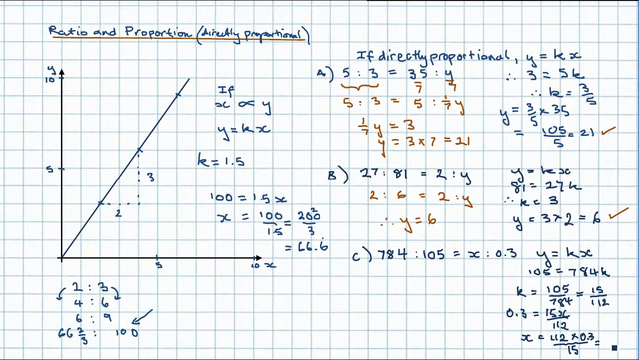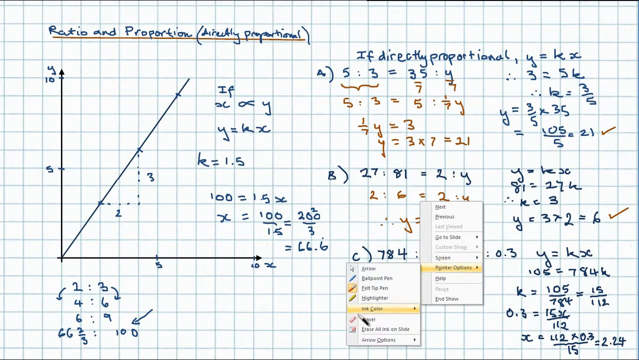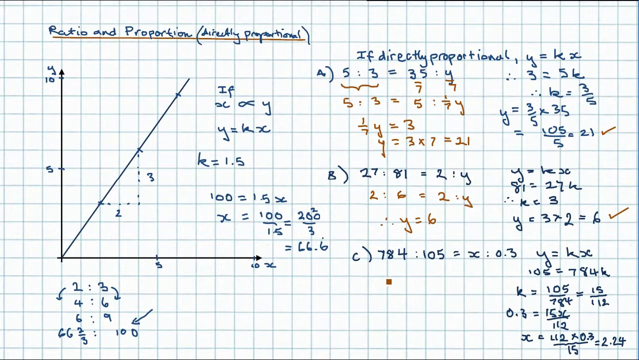Now if I work that out on my calculator, I get 2.24. But before I happily move on to the next question, I'm going to give this a check. So let's see if I can check it using what we understand about ratios. Okay, so we know we can simplify this. We know the highest common factor of 784 and 105 is 7. So let's now reduce this down to a much simpler ratio.